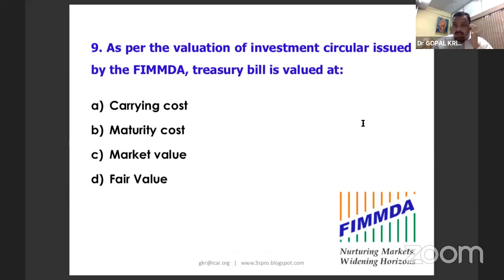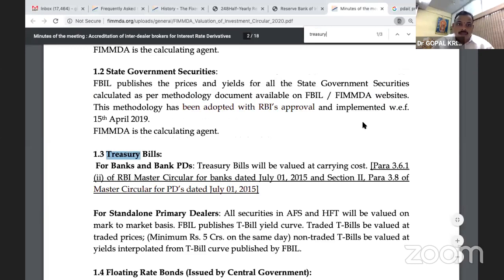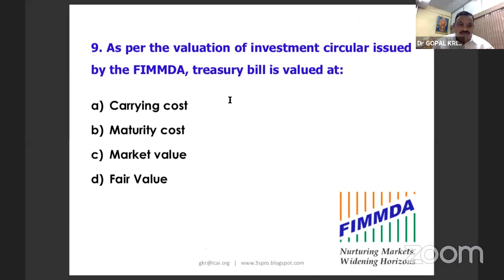Now, as per the valuation of investment circular issued by FIMDA, Treasury bill. Now, please look at this. This is Treasury bill. Treasury bill will be valued at carrying cost. Carrying cost means book value. It will be valued at carrying cost. So 9A.